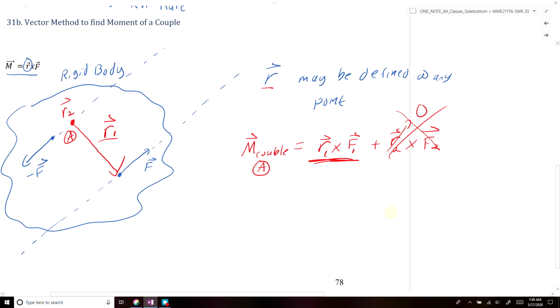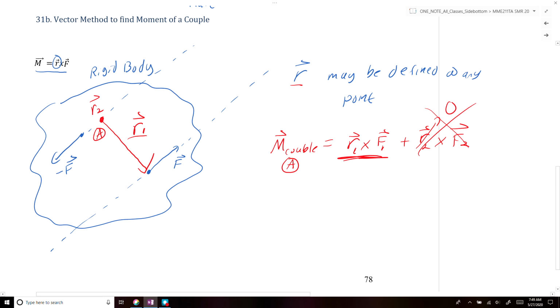Everything else is just like you did for the moment about a point earlier. The only thing here is you have to define your position vector from one point on the line of action of one force to the line of action of the second force. And then you can calculate the total couple moment due to those two forces.